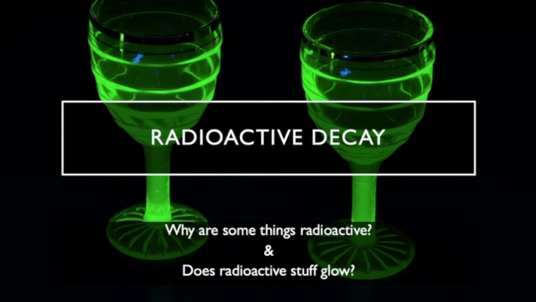Okay, so we started off the lesson by asking these questions. Why are some things radioactive? And does all radioactive stuff glow? Well, some things are radioactive if they contain unstable isotopes or radioisotopes. Unstable isotopes may decay to become more stable, and they are said to be radioactive and give off alpha, beta, or gamma radiation. Some objects, like specialist glassware and some watch faces, used to contain small amounts of uranium to enable them to glow in the dark.